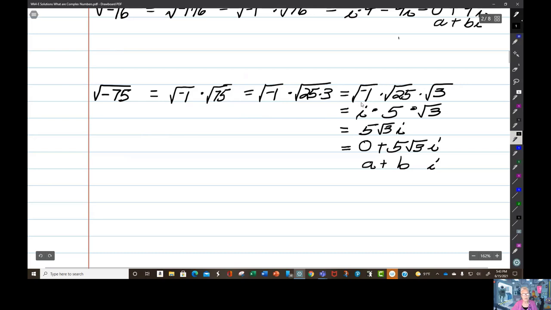Well, we know that the square root of negative 1 is i, and the square root of 25 is 5, and the square root of 3 is just the square root of 3. So altogether, this number is 5 times the square root of 3 times i. This is a pure imaginary number. To change it to a plus bi form, you would put a 0 where the real number belongs, plus 5 times the square root of 3 times i.